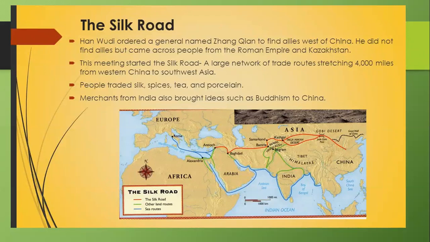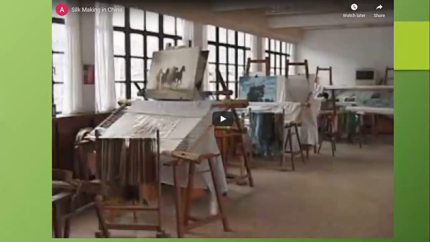People traded silk and spices and tea and porcelain. Merchants from India also brought ideas from Buddhism to China. So they brought different ideas with them. It was a really great way to get from one end to the other. Eventually, the Silk Road would go from the Roman Empire all the way to Kazakhstan. The important thing to know about the Silk Road is that its main thing is its title: silk.